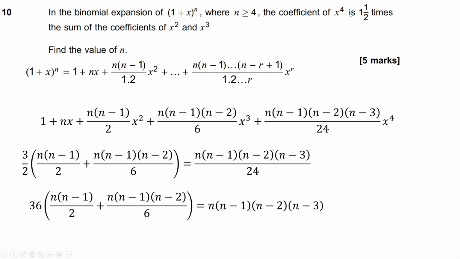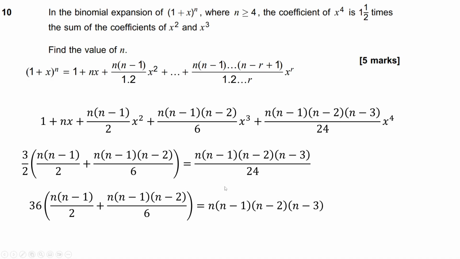A way that you can think about it is, the coefficient of x to the 4, the word 'is' just means equals, you can just imagine it as that, equals 1.5, which is 3 over 2, the sum of the coefficients of x squared and x cubed, so the sum of this and this, so it's 1.5 lots of this. That's one way that you can read it.